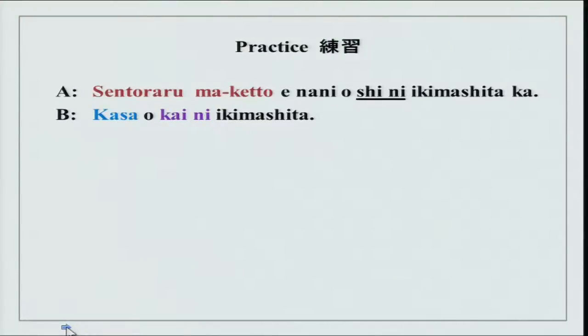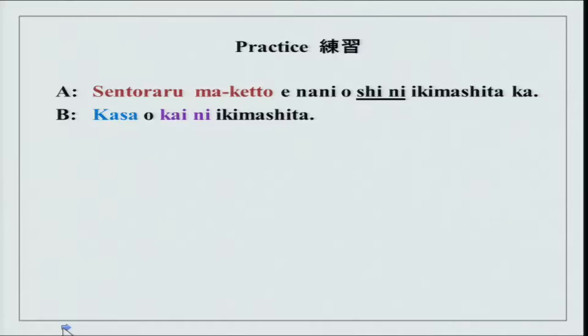Central Market e nani o shi ni ikimashita ka? A question. Central Market e nani o shi ni? What, for what purpose did you go over there? Nani is what, shi ni is to do. Kasa o kai ni ikimashita. Kai ni, for the purpose of buying a kasa. Kasa o kai ni Central Market e ikimashita. So now you can see it's very clear.